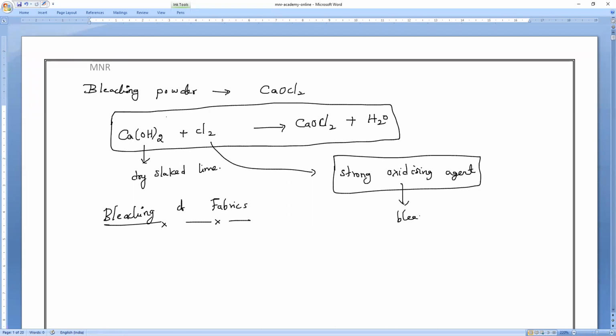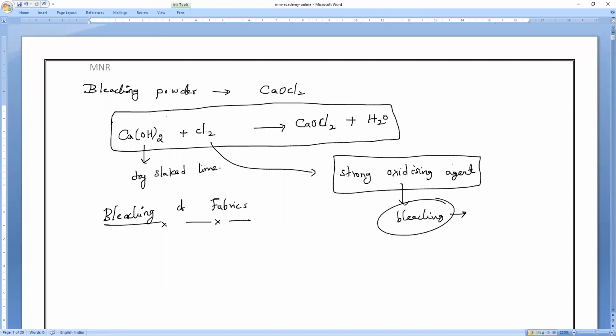So let us discuss what we mean by bleaching. So as we know, when colored substances react with this chlorine, that is what we call bleaching. The colored substances react with the chlorine, then what will happen? They will turn colorless. By oxidation reaction they turn colorless. That is what we call bleaching.